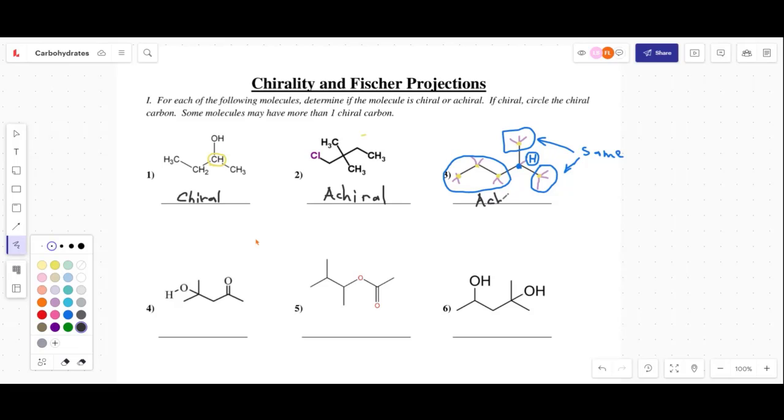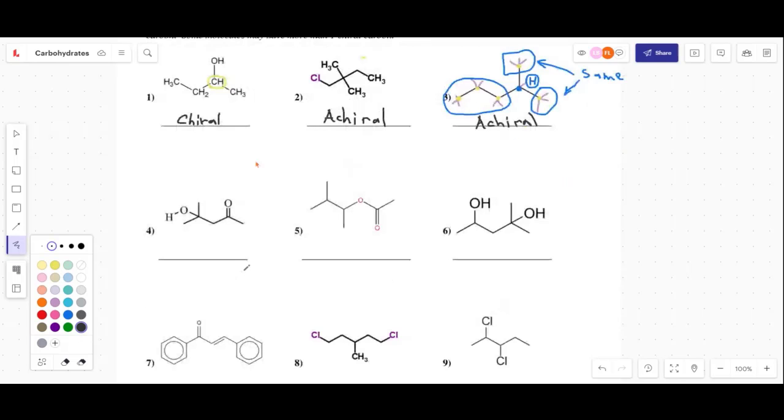Does that make sense? Let's try to do number 4. Is that chiral or achiral? What do you think?